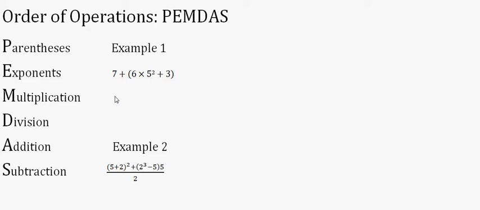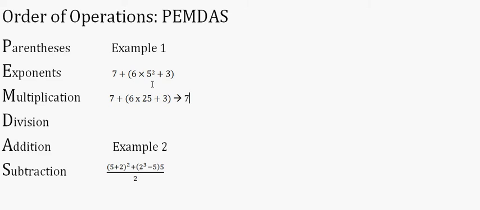The first example says 7 plus, and then in parentheses, the quantity 6 times 5 squared plus 3. The first thing is parentheses, and in this case we have a set of parentheses, so right now we can bring down the 7 plus. Inside the parentheses, we also have to stick to the correct order. So the first thing we see is exponents, and we have an exponent, so we do 6 times 5 squared, which is 25, and we bring down the 3.